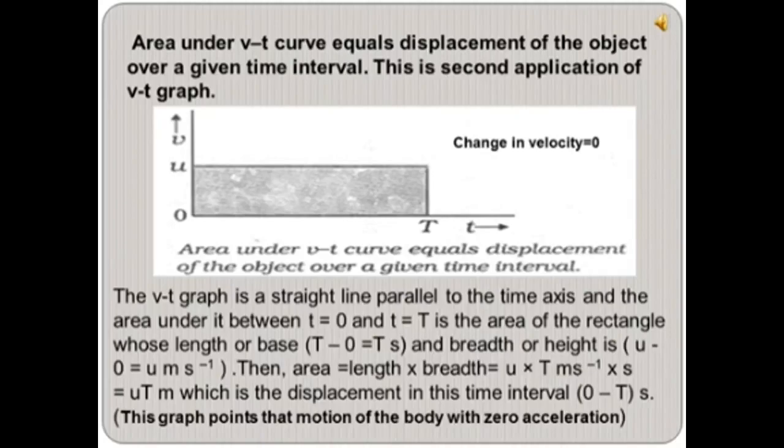Then what should be its area? Area enclosed by the graph with respect to x-axis or time axis is equal to area of the rectangle, which is equal to length into breadth, which is equal to u meter per second into T second, equal to u into T meter per second into second, equal to uT meter, which is the displacement in the time interval 0 to T second.